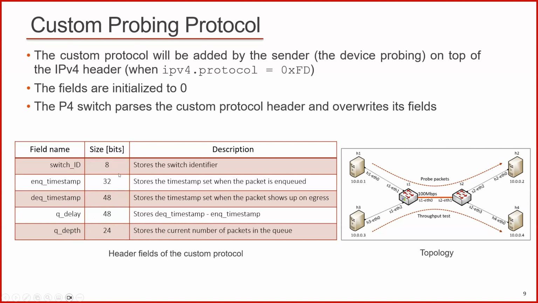Now, our custom protocol will be placed on top of IPv4, and therefore we're going to be also specifying some value for the protocol field in IPv4. Typically, this is how we know what is the next protocol after IPv4. And we're going to hard code it to 0xFD. So we'll assume that if the protocol field in IPv4 has 0xFD, it means that this is a probing packet.